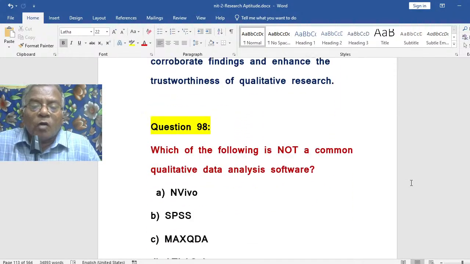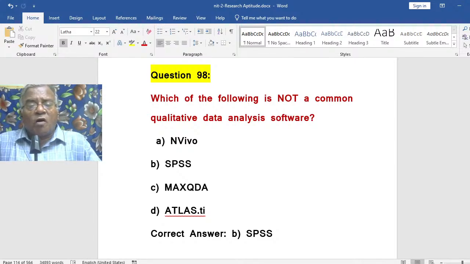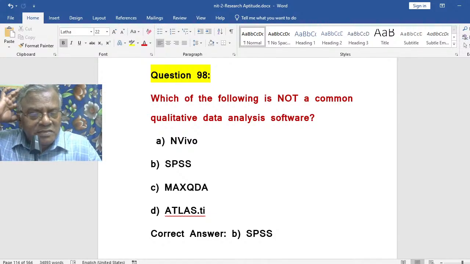Now, which of the following is not a common qualitative data analysis software? Now, SPSS, everyone knows that, especially in colleges. If you are doing a project, you must be knowing that. SPSS is for the quantitative method, the Statistical Package for Social Sciences. That is for quantitative data analysis. Survey research and all, we are using that one.